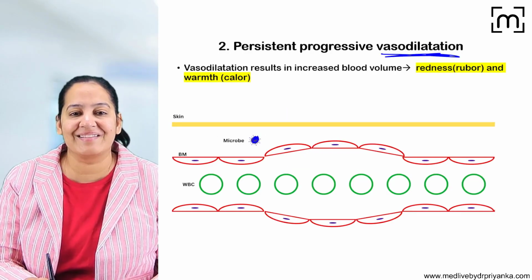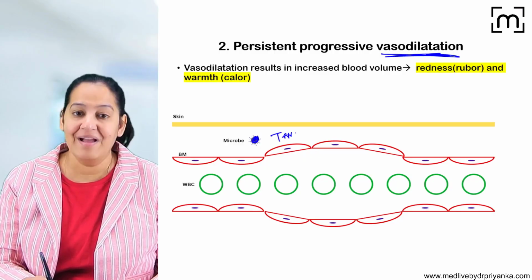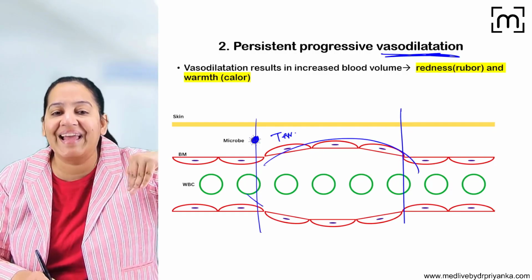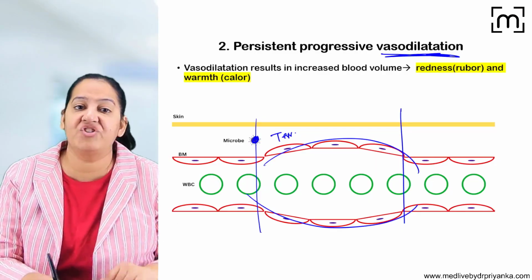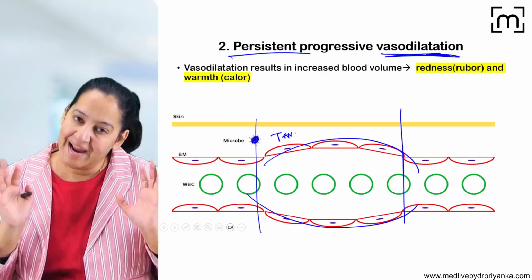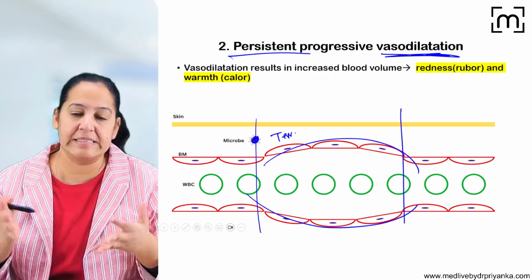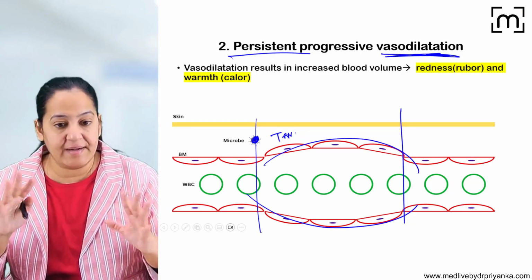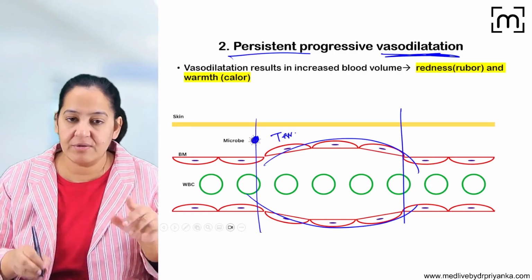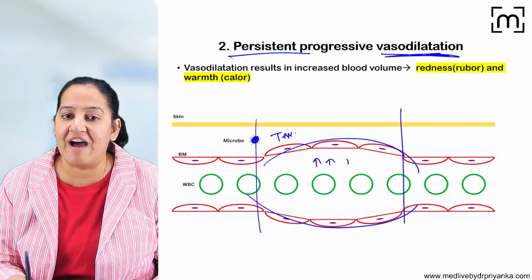Now see, again, this is the terrorist. The same portion which was vasoconstricted now undergoes vasodilation, and the vasodilation is persistent. It's not transient. It will remain there for the next few hours, not just a few seconds. So the second step is vasodilation. Vasodilation means more blood. This portion has more blood.